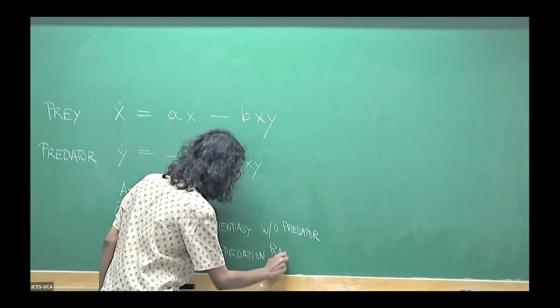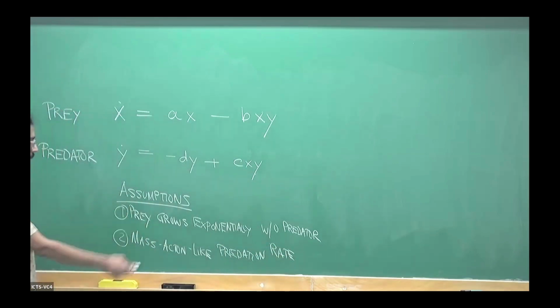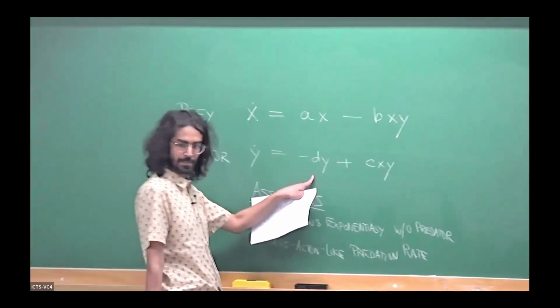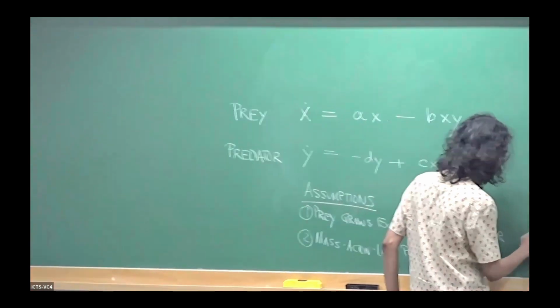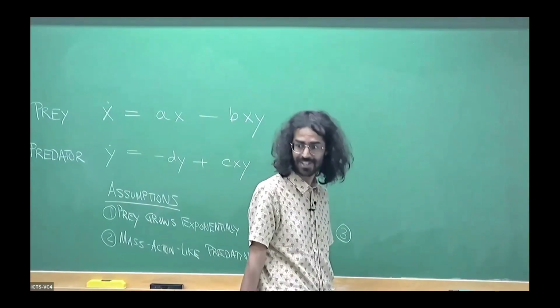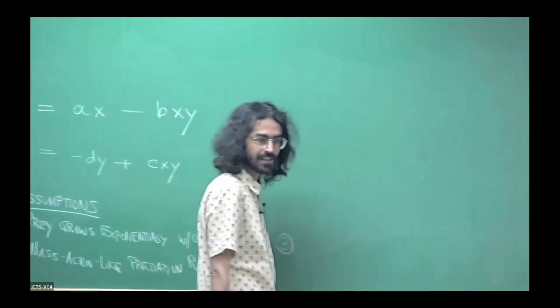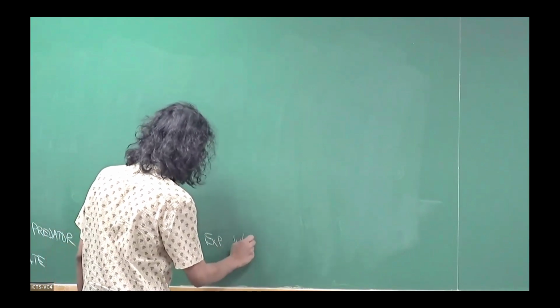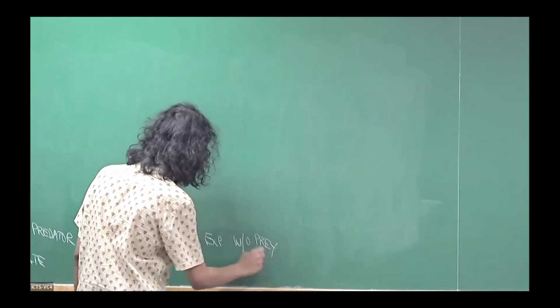Okay, anything else? So we talked about the prey in the absence of the predator. What about the predator in the absence of the prey? Right, the predator dies exponentially in the absence of the prey, right? And that just really means that it can really only eat the prey, right? These are like strictly carnivorous lions or something like that, right? Anything else? Is this all of the assumptions?